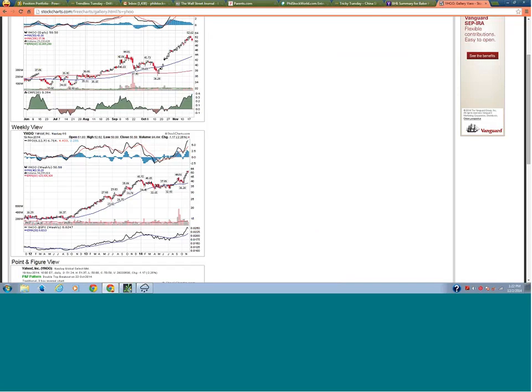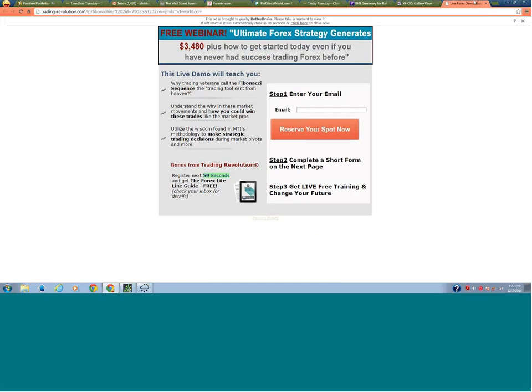Stock charts. What is this crap? Things putting up ad after ad after ad.